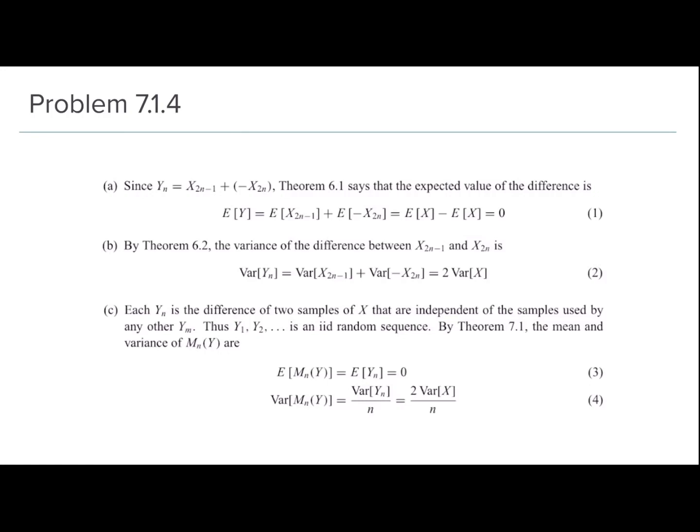And similarly for the variance, we just have to use the general formula for Yn. So the variance of Yn will be equal to the variance of X of 2n minus 1 minus X of 2n, and again since these are independent, we can split apart the two terms, so that will be equal to the variance of X of 2n minus 1 plus the variance of minus X of 2n, and since the variance of minus X is also equal to the variance of X, this comes out to be 2 times the variance of X.